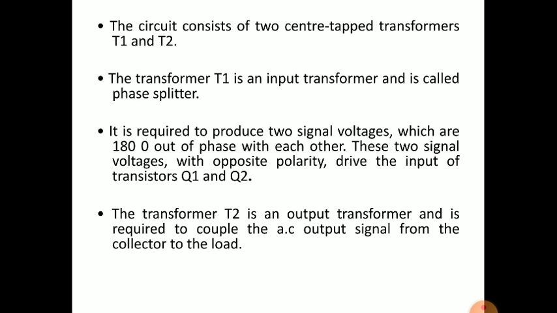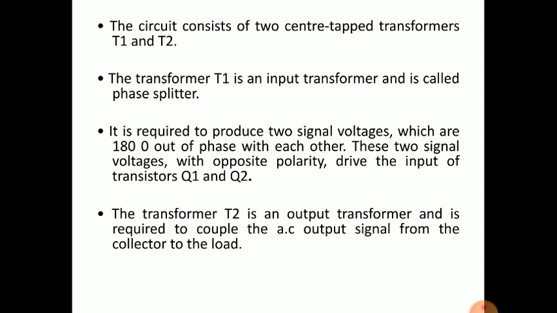The circuit consists of two center tapped transformers, T1 and T2. The transformer T1 is an input transformer and is called a phase splitter. It will split the phase of the input signal into two signals, 180 degrees out of phase with each other. The two signal voltages of opposite polarity drive the inputs of transistors Q1 and Q2.